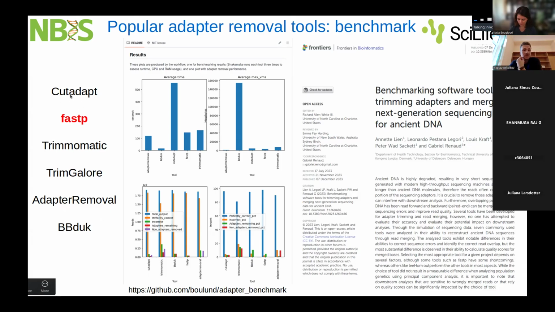CutAdapt I use for its simplicity, because I totally understand this tool, but unfortunately, CutAdapt cannot merge overlapping reads, and that's why FastP is probably the champion. That's a tool I would recommend for both modern genomics and modern metagenomics people, and also ancient genomics and metagenomics people. There are two nice things about FastP. First of all, as I said, it can merge these overlapping paired reads.